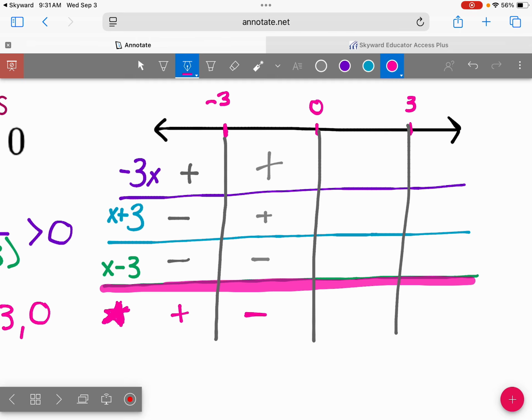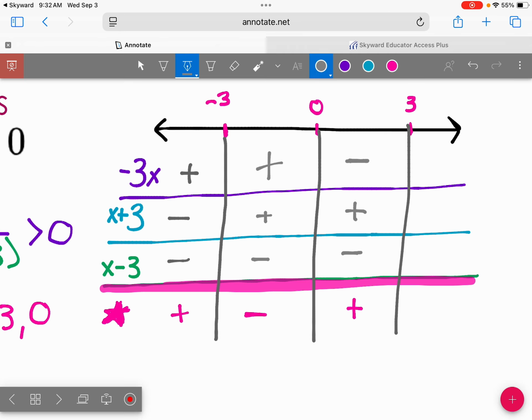All right, so now we're between 0 and 3. Positive or negative? Negative. If we're between 0 and 3, positive or negative? Positive. And between 0 and 3, are we positive or negative? Negative. So if we have a negative times a negative, positive.